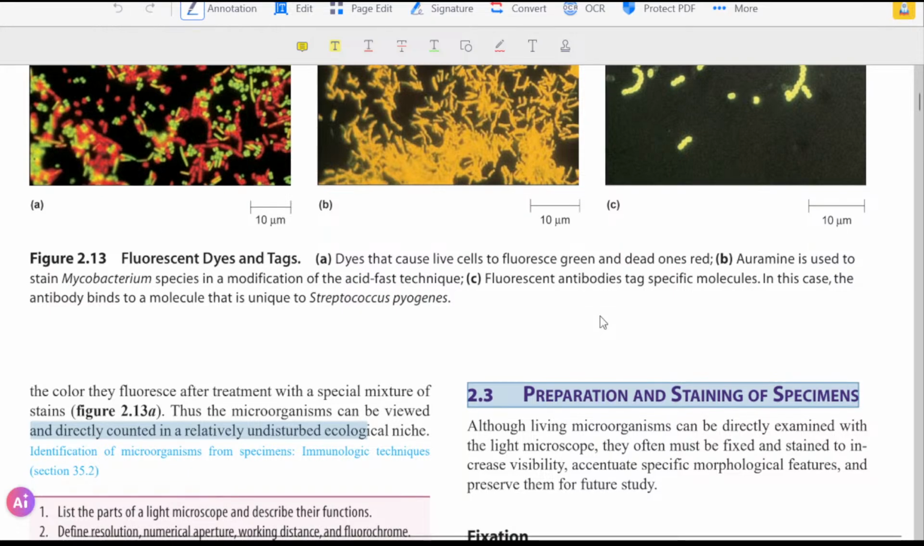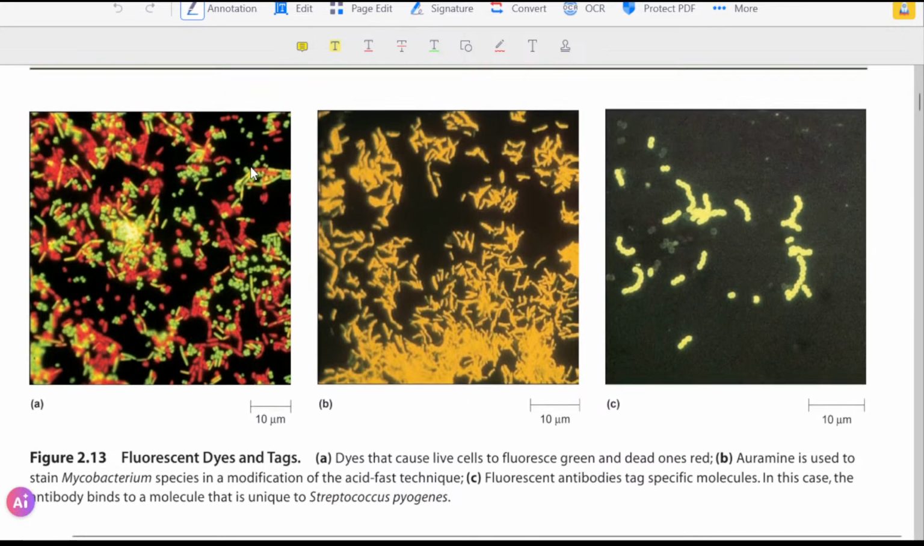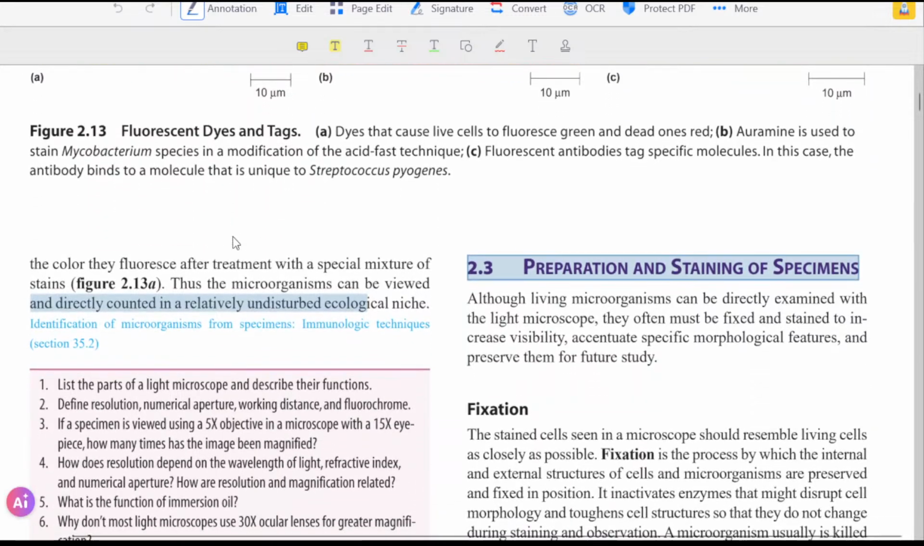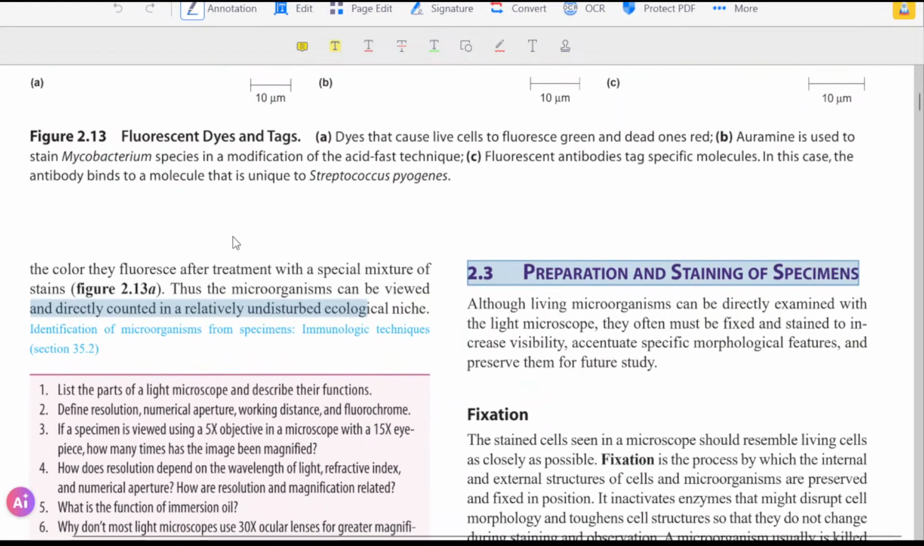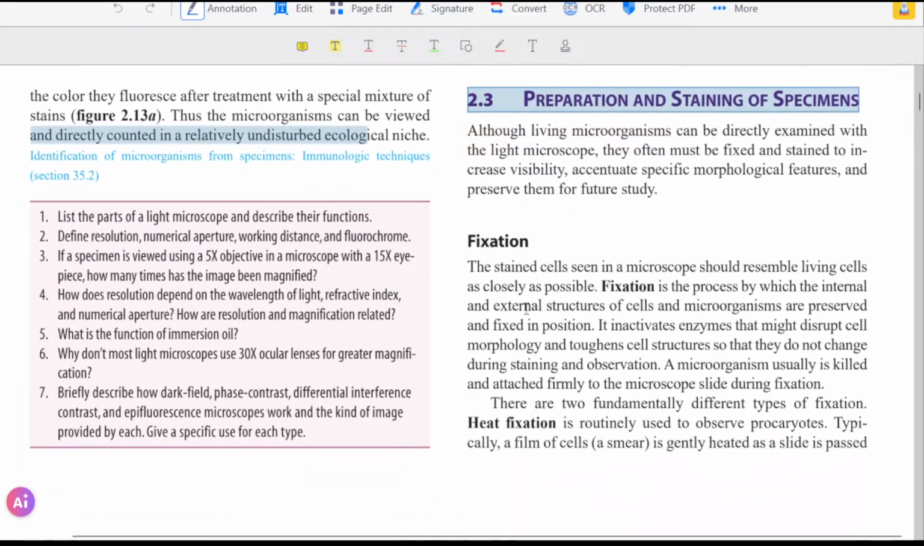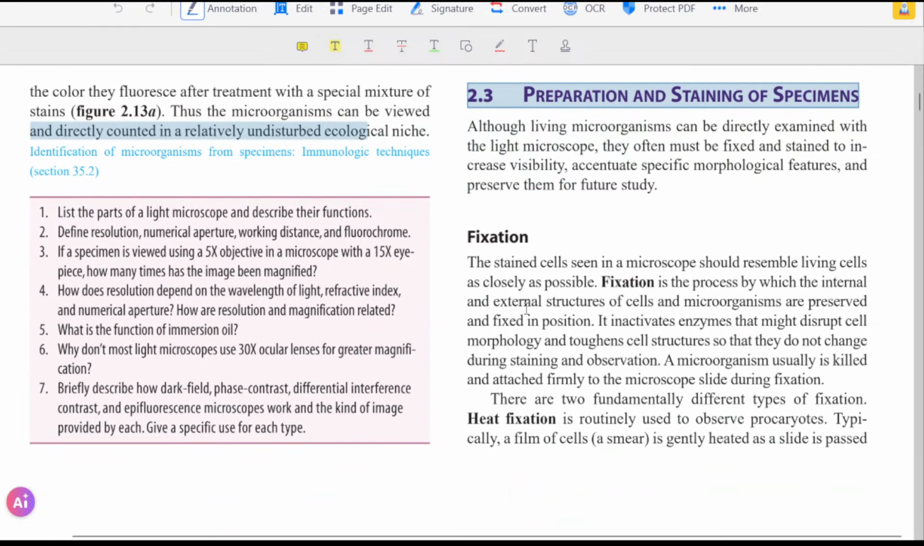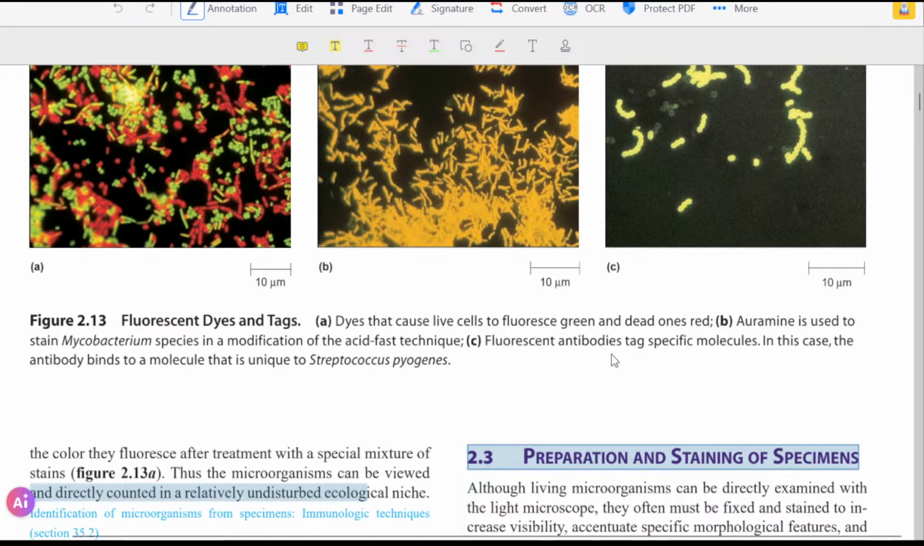So they are saying the microorganisms can be viewed and counted. You can see and count them pretty easily compared to any other type of staining, in a relatively undisturbed ecological niche, without disturbing them, without having to go through long procedures, and without disturbing their functioning. You just color them and nothing changes.